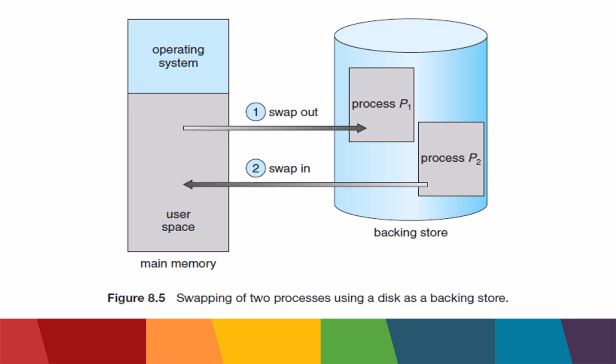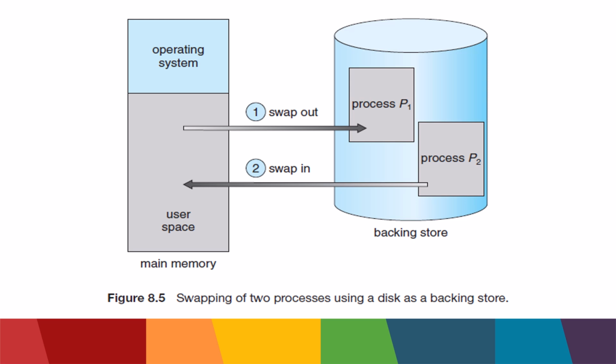Next, the second arrow, labeled swap in, shows that the process P2 is being loaded back into main memory from the disk. This happens when the process P2 becomes active again and needs to be executed. This swap in and swap out mechanism is essential because it lets the system handle more processes than the RAM can hold at one time.